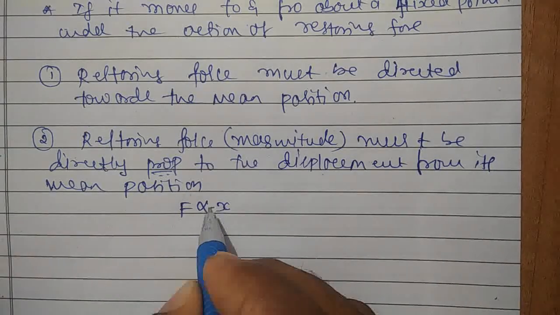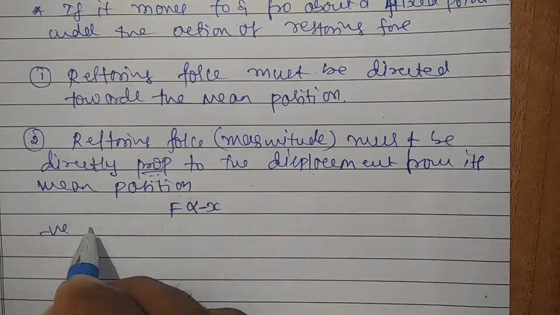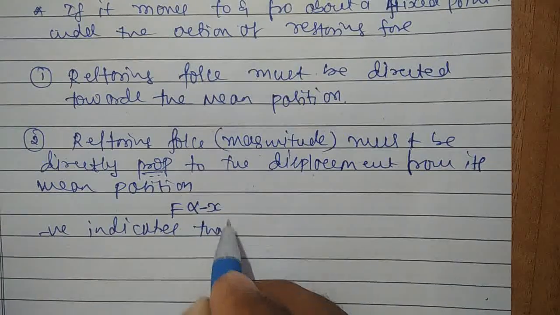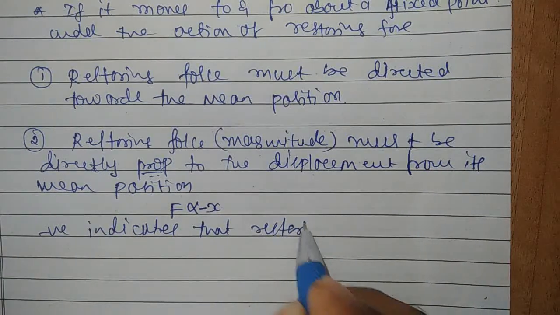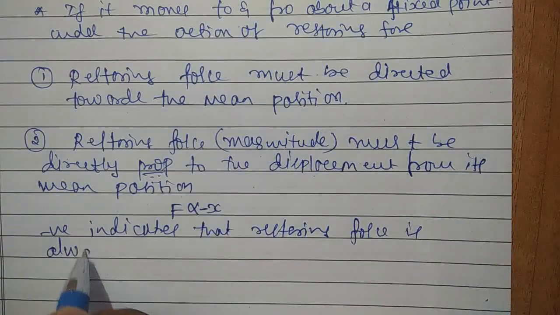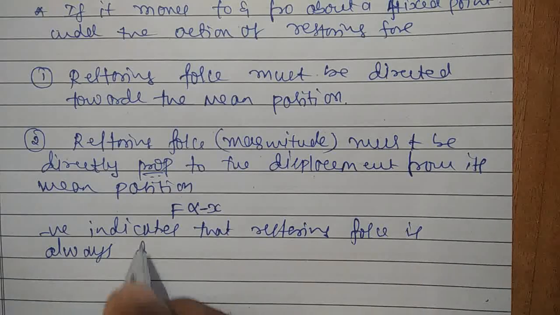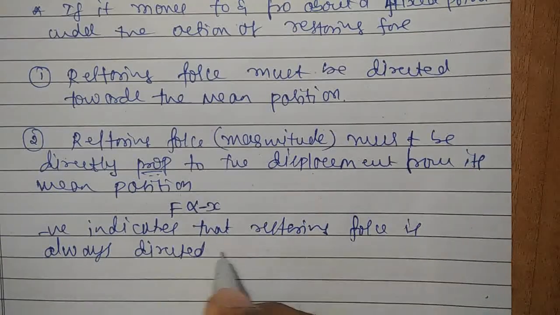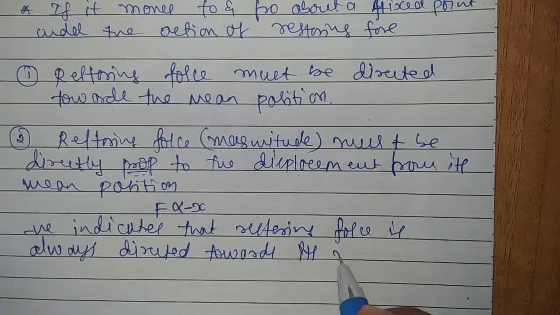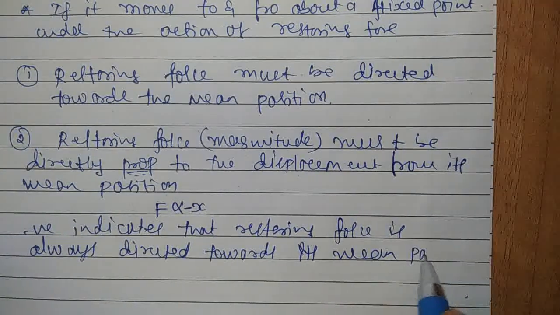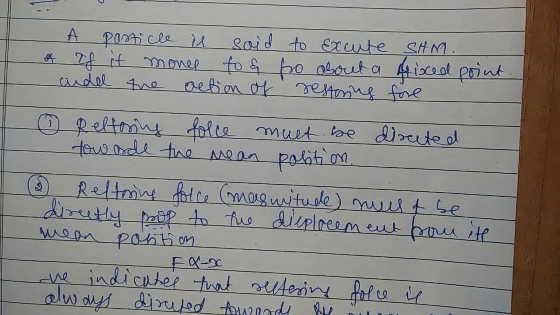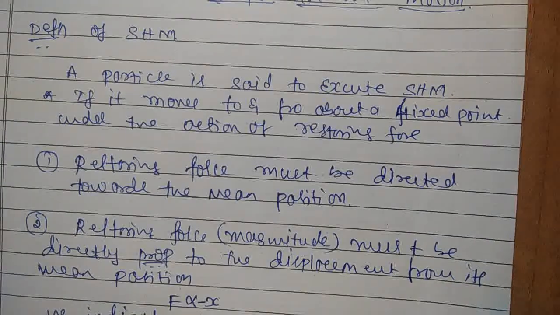Here we can include a negative sign. The negative sign indicates that the restoring force is always directed towards its mean position. So this is the definition for simple harmonic motion.